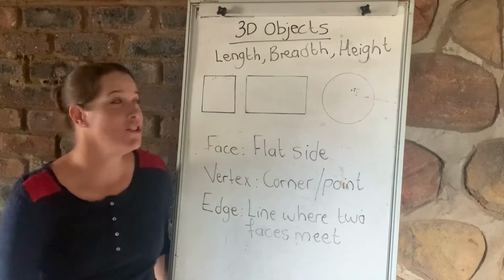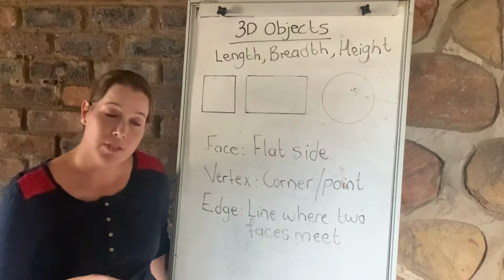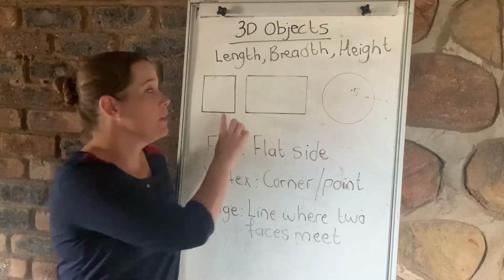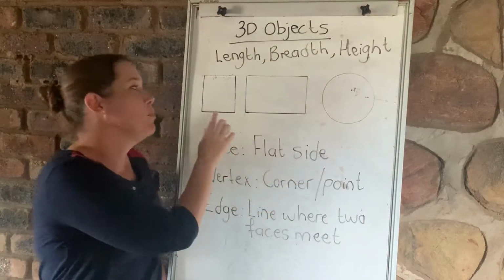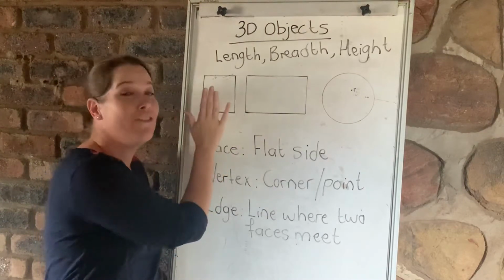Hi, today I'm going to show you what 3D objects are. I just want to remind you the difference between a 2D shape and a 3D object. These are all 2D shapes because they have length and breadth, but they have no height, so they are flat.